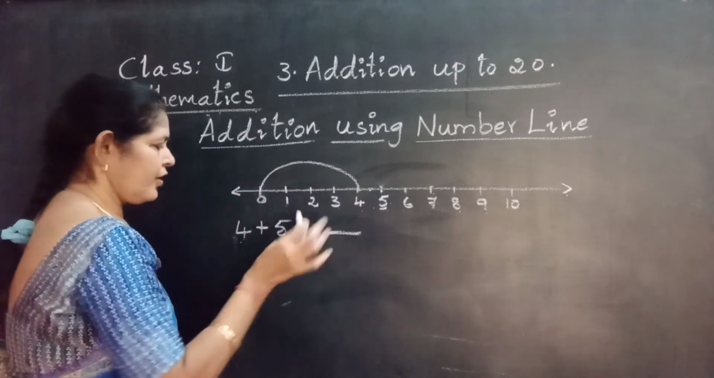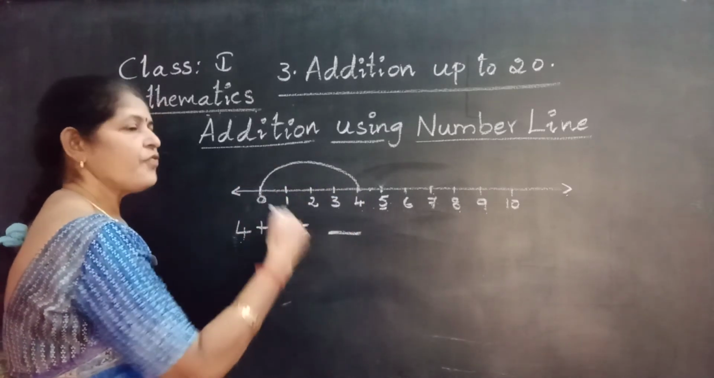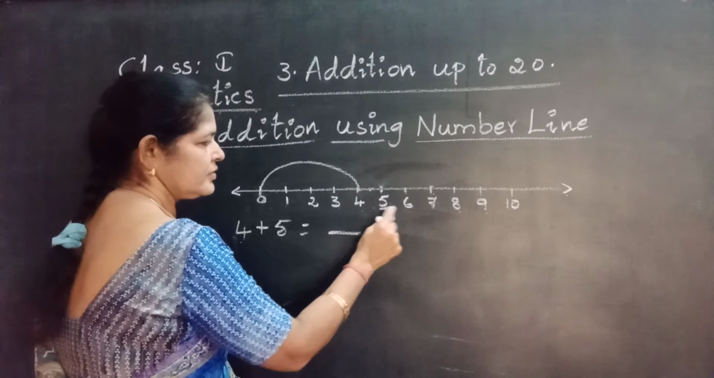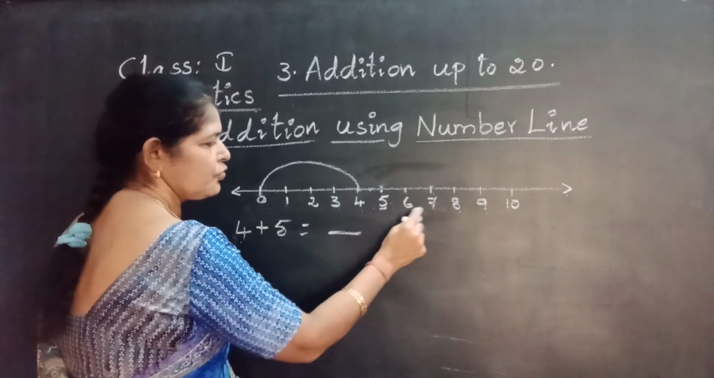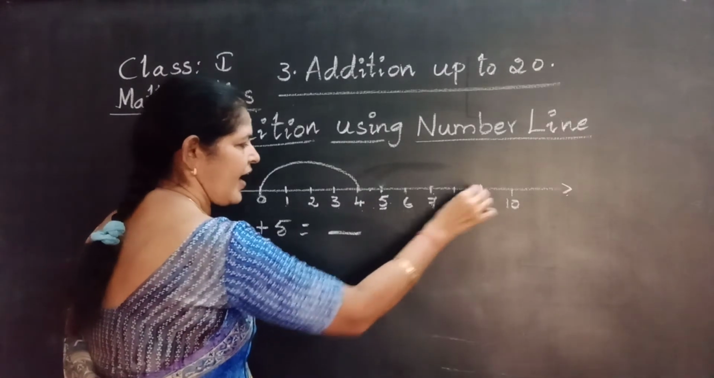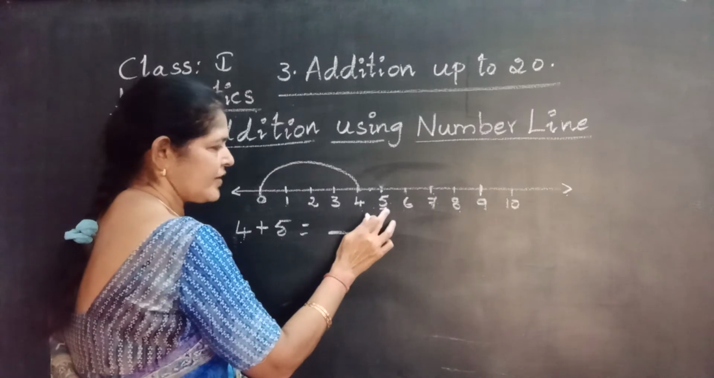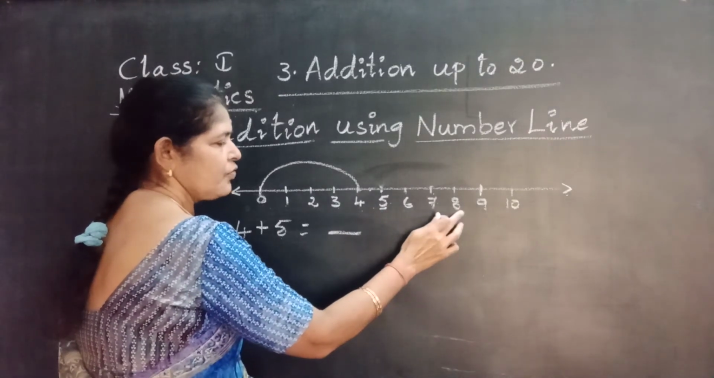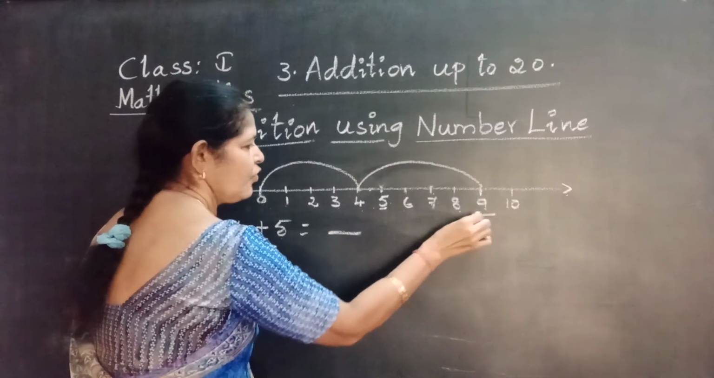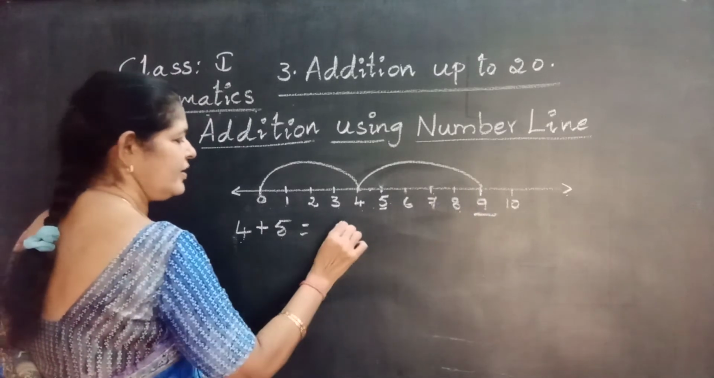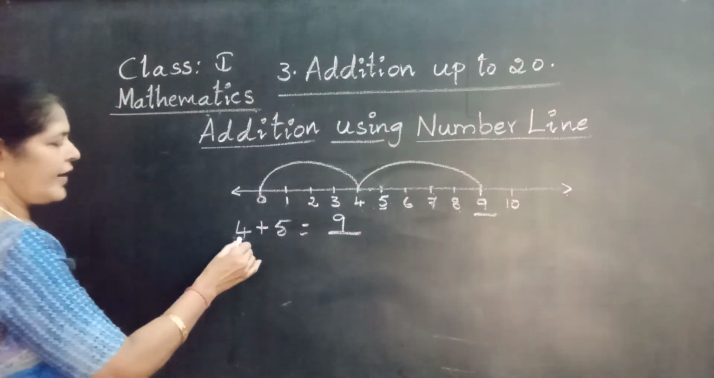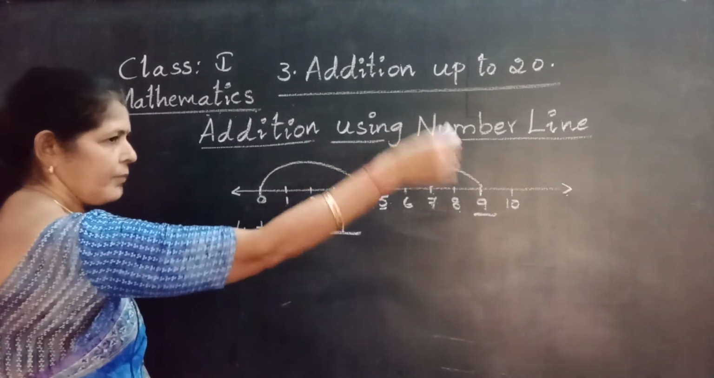This shows 4. Next 5. Then take 5 steps after 4. 1, 2, 3, 4, 5 steps means we get 9. We stop at 9. See, from 4: 1 step, 2 steps, 3 steps, 4 steps, 5 steps. Again you can draw like this. That means 4 plus 5 equal to 9. We can stop at 9. The answer is 9. This is addition 4 plus 5 on the number line.